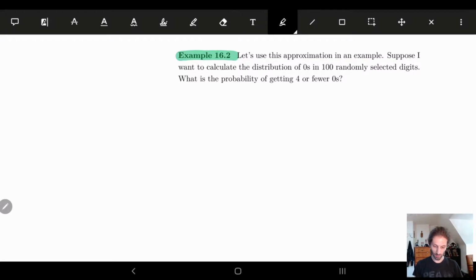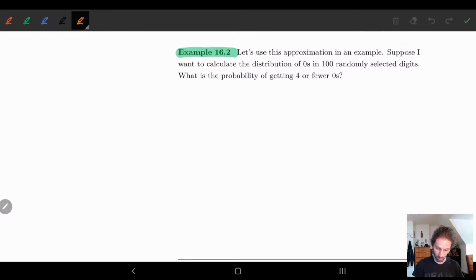And then the question becomes, I want to calculate the distribution of zeros. So I want to know how many zeros there are in this string of 100 digits. I'm going to ask: what is the probability of getting 4 or fewer zeros? We're going to do this in 3 different ways. We're going to look at the actual value, the approximation, and then the skew normal approximation as well, to see where this comes into play.